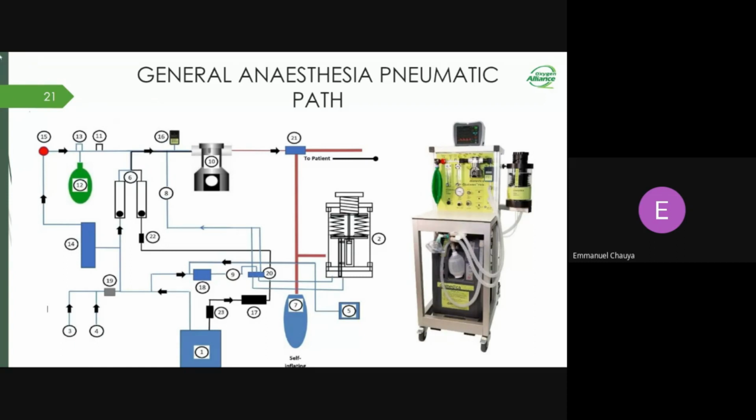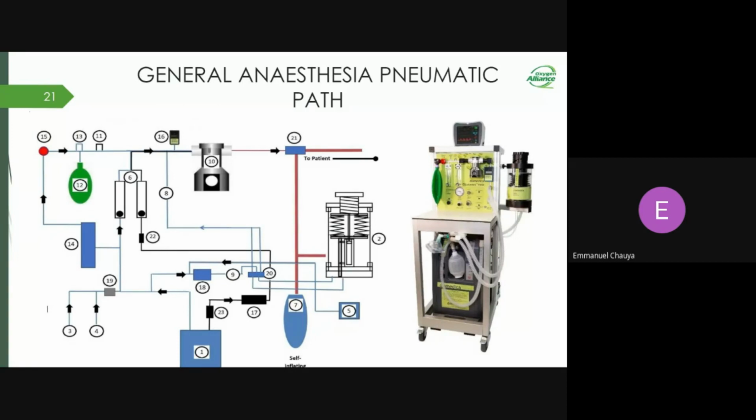And after the 15 button, you can see there is a green bag, and also it appears on the image to your right. This is the reservoir bag. So the volume is 2 liters, and mainly it's there to just contain oxygen that can be used to compensate in times where you have maybe a low flow or indeed a complete shutdown.